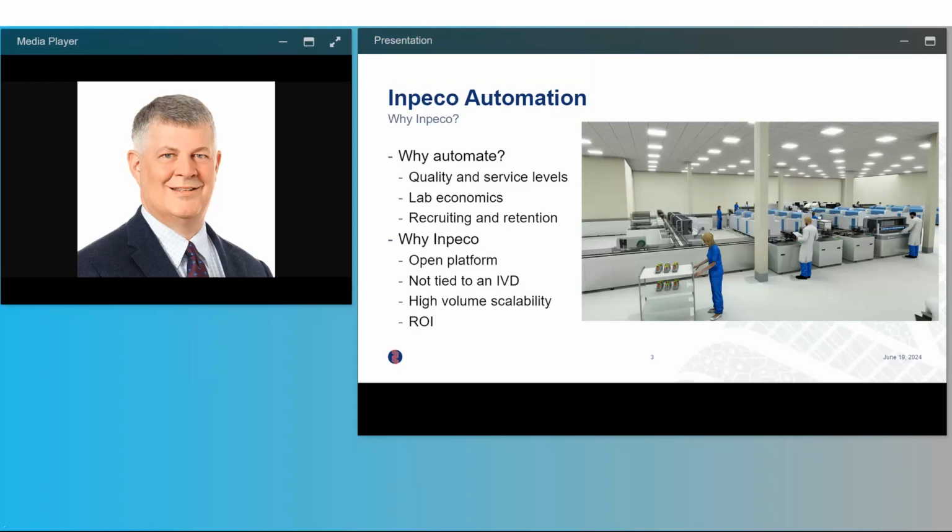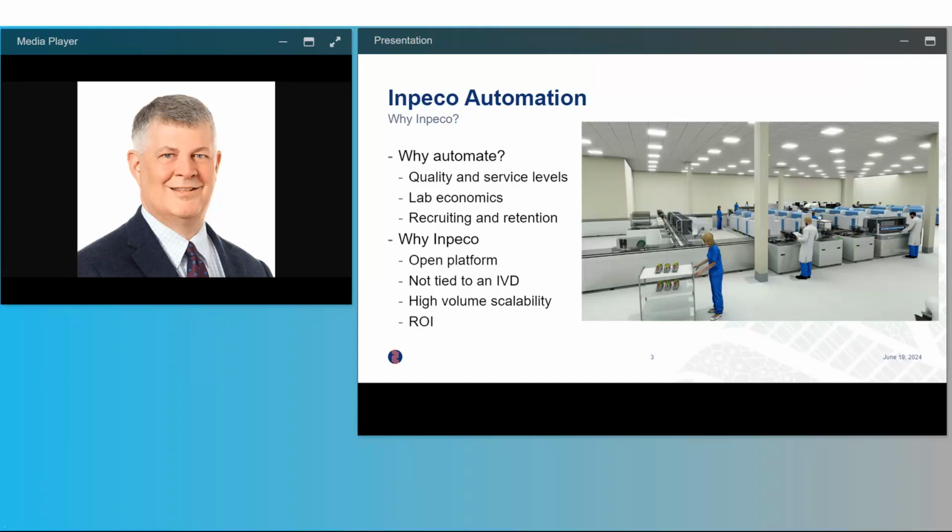It was very important to us that we have an open platform, and it's interesting as I've listened to Bruno and Tommy throughout the presentation, some of the things that they talked about were exactly the considerations that we made and moved toward Inpeco. Open platform is very important. We're making an investment in automating our laboratory for a long time to come. We did not want to be tied to any one particular IVD.